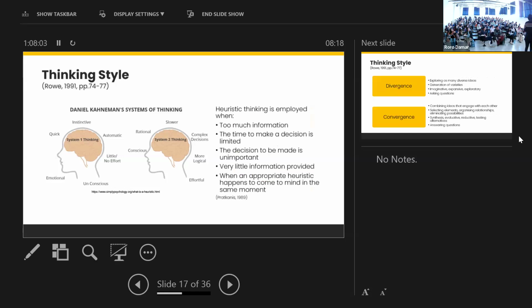And when heuristic thinking is employed, for instance, when there is too much information, you have information that you know you won't be able to digest. So you have this intuition play out.